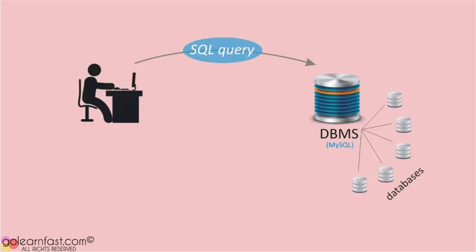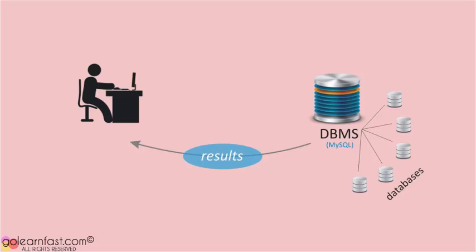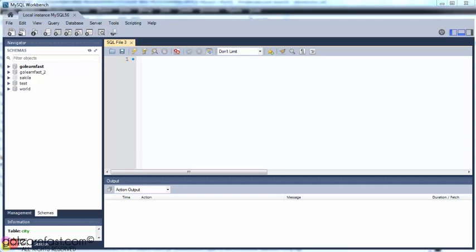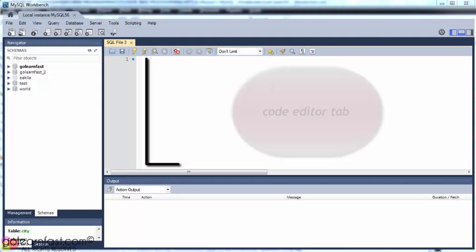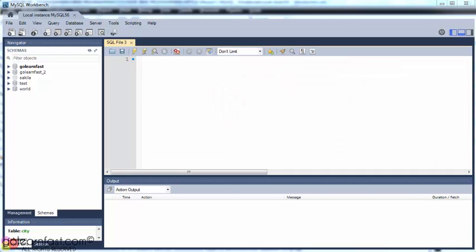To communicate with the databases, you must send a query to MySQL on the server using the SQL language. Then MySQL interprets this query and sends the results back to you. Let's have a look at it. When you first connect to a MySQL server in MySQL Workbench, a Code Editor tab is automatically opened. You can use the Code Editor to enter and execute a SQL statement. Let's have a look at it.